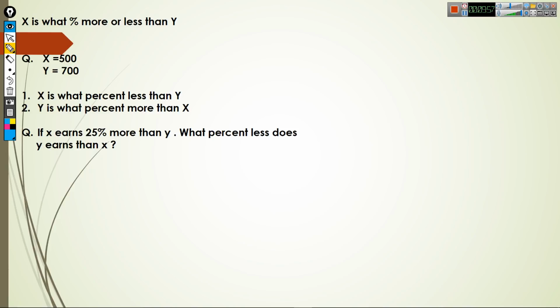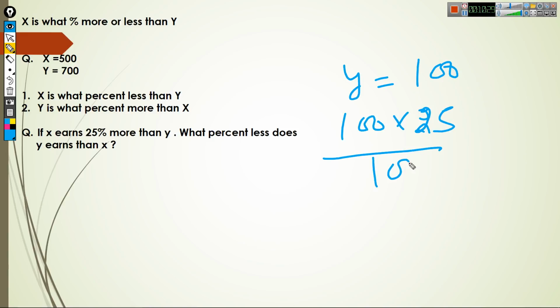If x earns 25% more than y, what percent less does y earn than x? So how can we solve this question? Suppose x earns 25% more than y. Let's suppose y earns 100 rupees. So 25% more than y means 100 into 25%, then 25 divided by 100 means 25. X earns 25 more than y, so if y is 100 then x is earning 125.